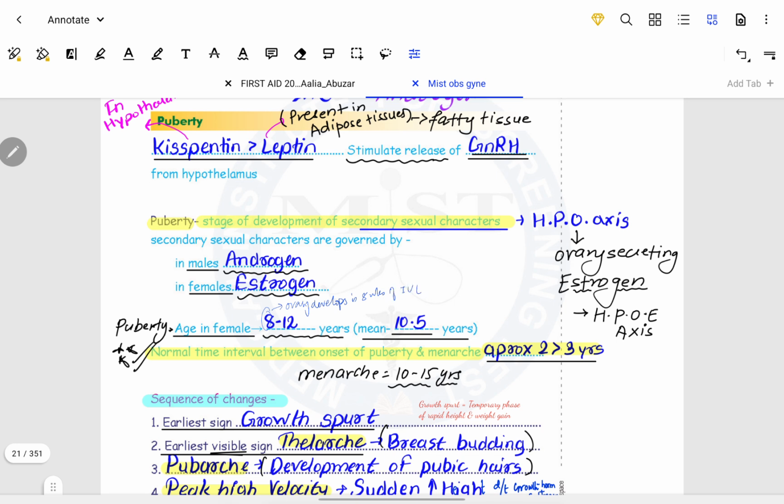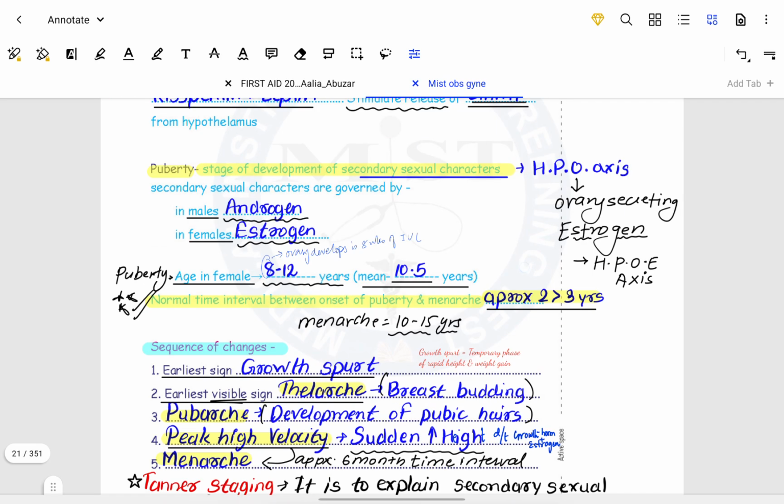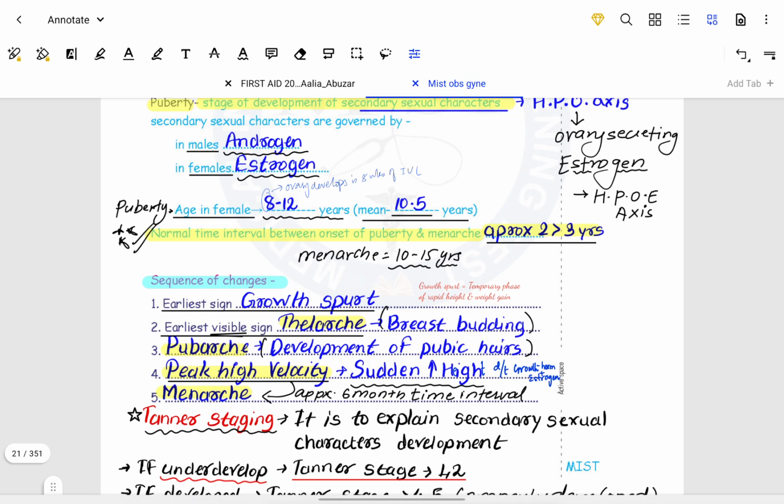Now don't think that in males it will be 7 to something. No. Just know that females attain puberty early. Females mature early. So puberty age in female is 8 to 12, and mean is 8.5, and in males I think it will start from 9. If puberty is attained before 8, it leads to precocious puberty, and there will be shortening of height because the epiphyseal plate will be closed because of estrogen.